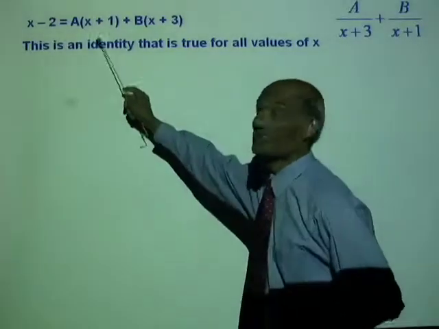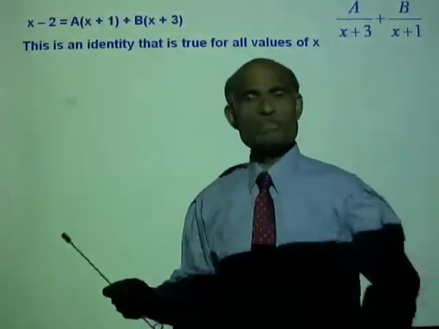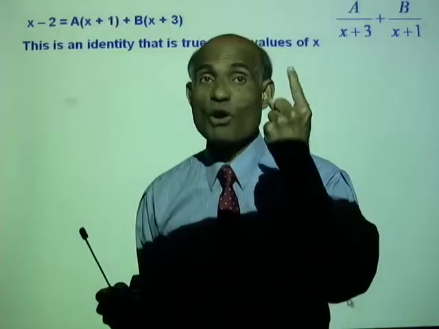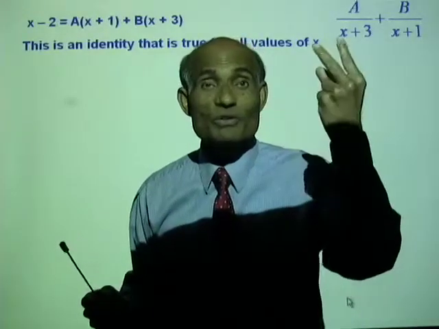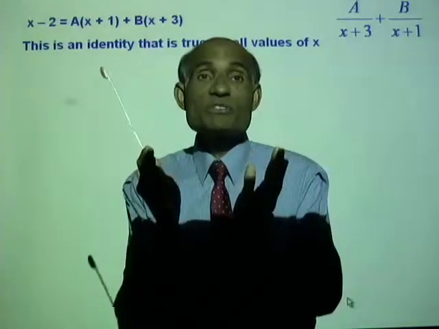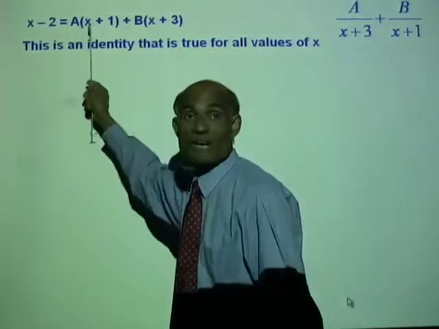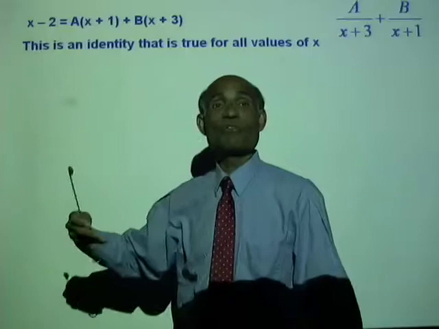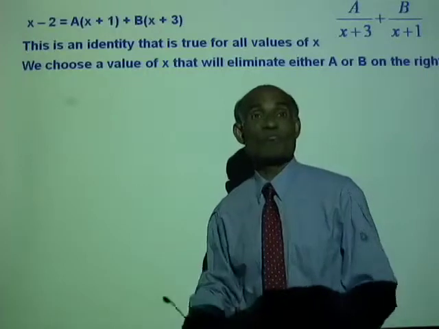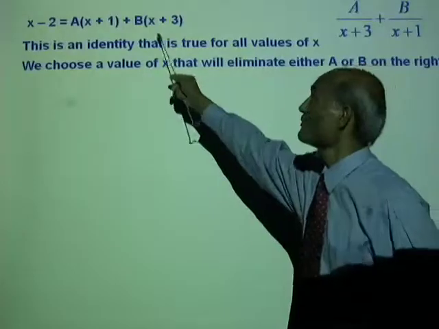Alright, so this is an identity, not really an equation. But what's the difference between an equation and an identity? An equation is true for only 1 or 2 or 3 values of the variable, depending on the type of equation. An identity is an expression that is true for all values of the variable. This is an identity. Therefore, it is valid for all values of x. So we choose a value of x that will eliminate either a or b on the right-hand side.